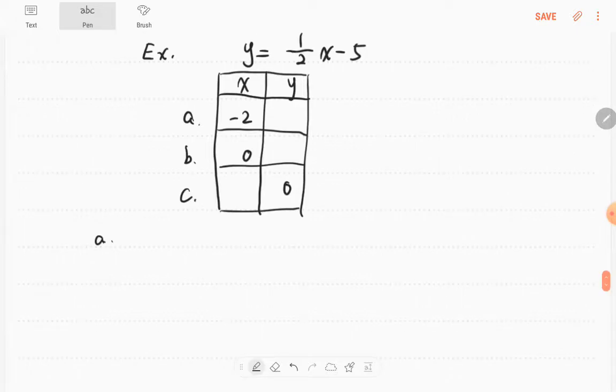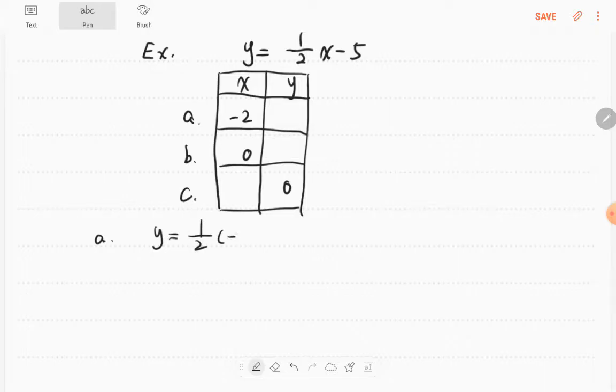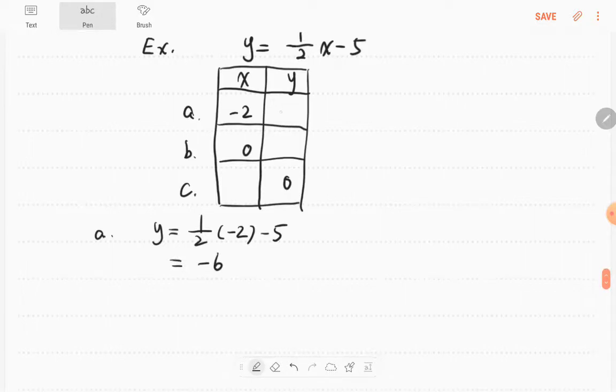Part A. Which value do we have? We have x. So we copy down the equation, but use -2 to replace x. So for this one, we will get y is equal to -6, right? Because half times -2 will get -1. -1 minus 5 will get -6.